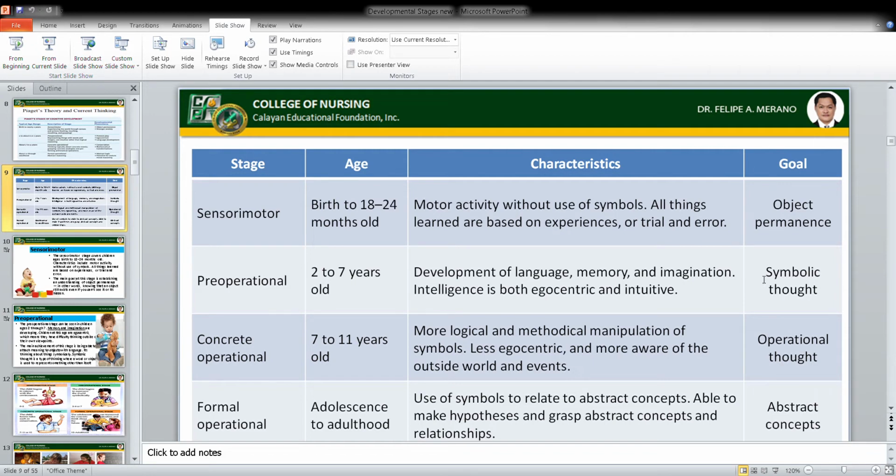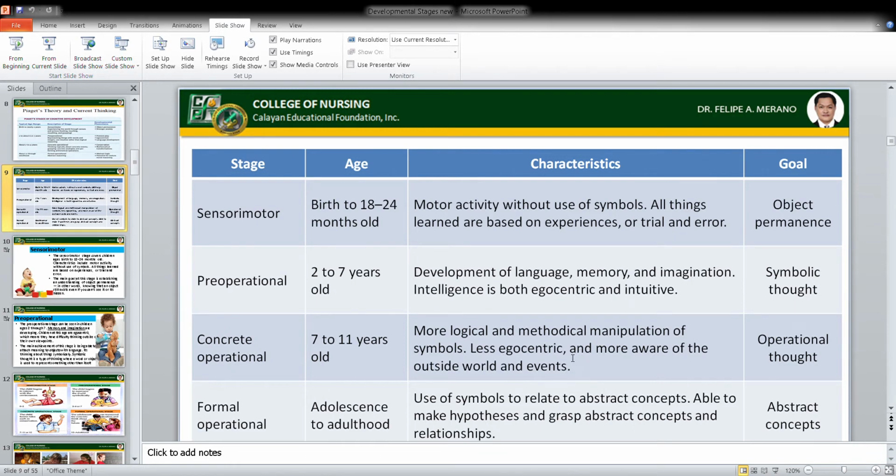Then they are fond of symbolic thoughts. That's why they could easily memorize numbers, letters, okay, and drawings of flags. Okay, they could recognize because that is the focus of this stage, pre-operational. Concrete operational, 7 to 11 years old, more logical and methodological manipulations of symbols, less egocentric, more aware of the outside world and events. So, if the 2 to 7 is egocentric, the concrete operational is less egocentric.